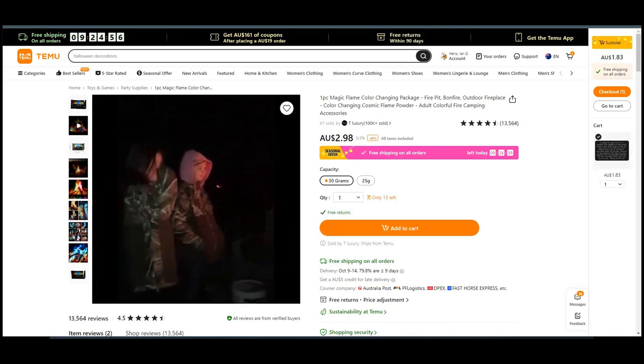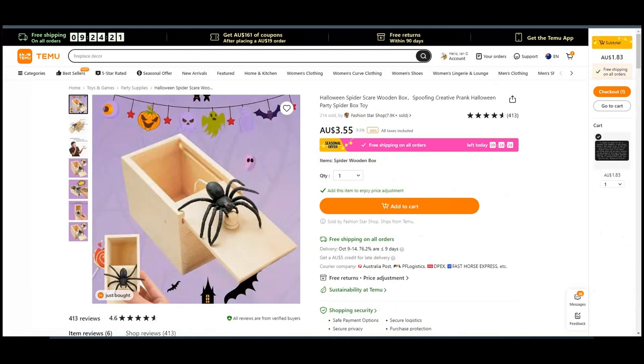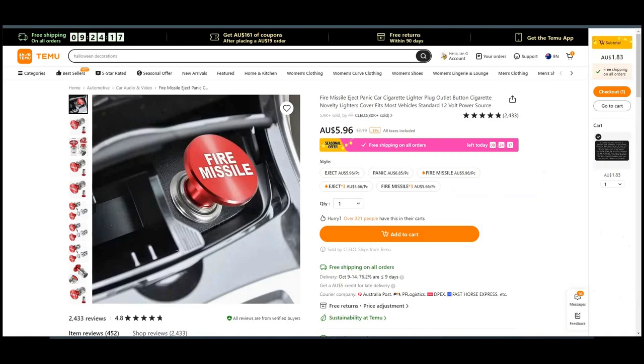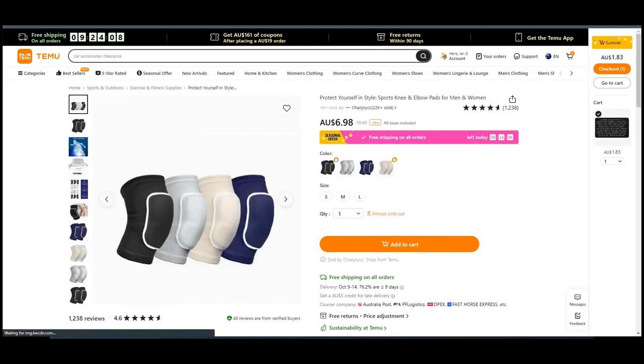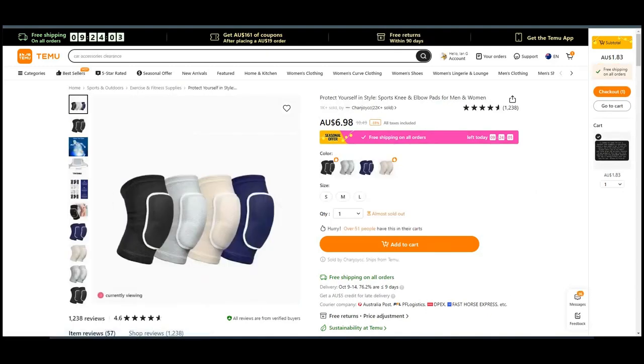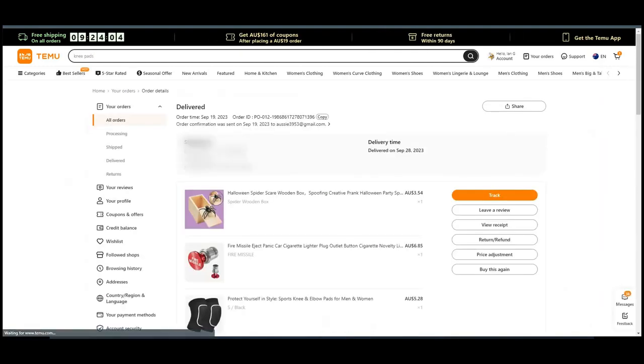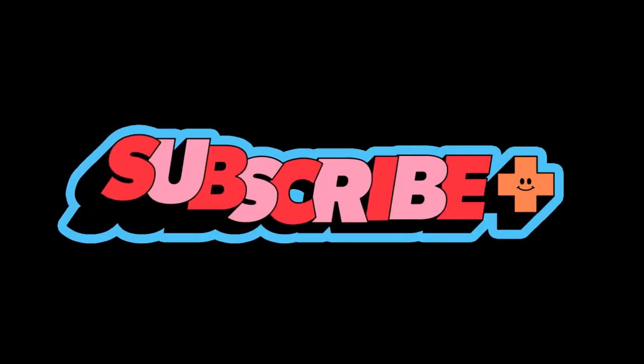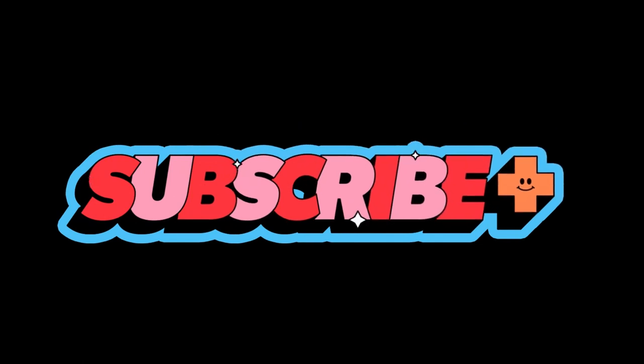and five packets of the Magic Flame Party Beach stuff cost me $9.98. The silly spider box, which I did get working by the way, cost $3.54. The fire missile cigarette lighter cost $6.85, and my son's knee pads cost $5.28 for the pair.